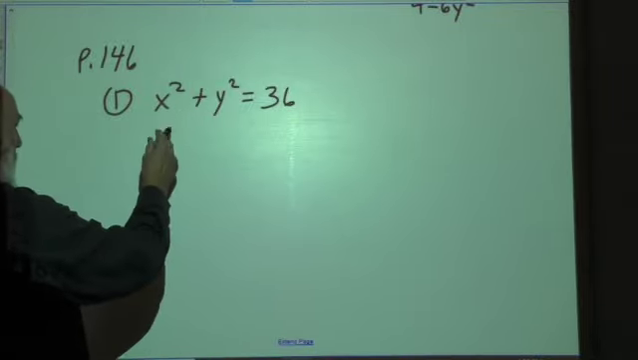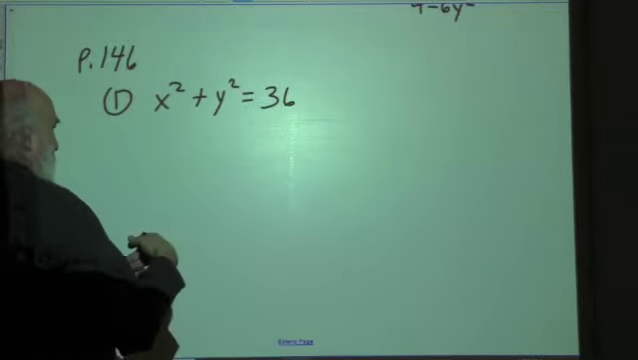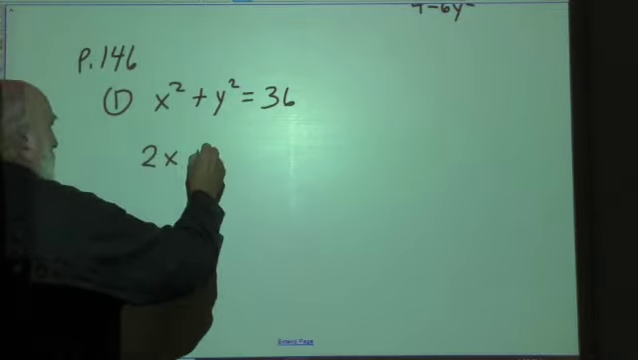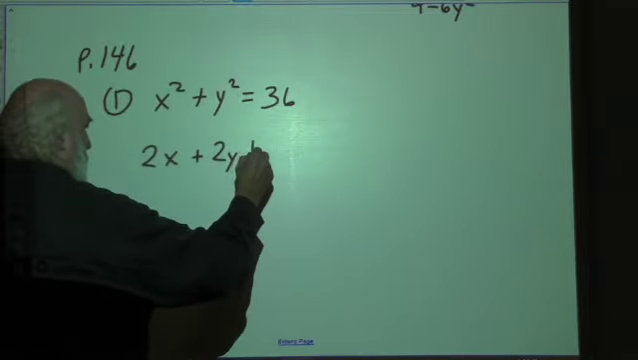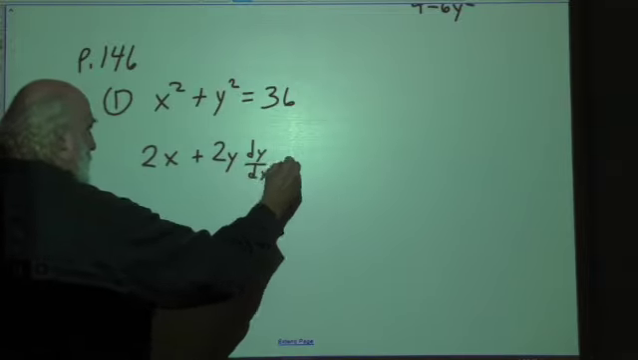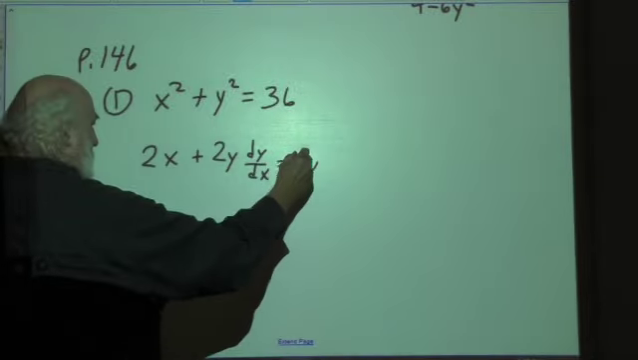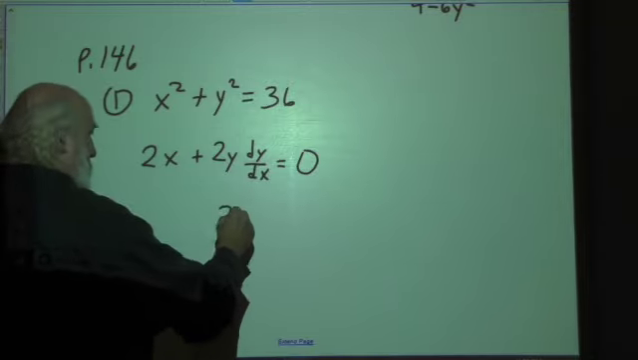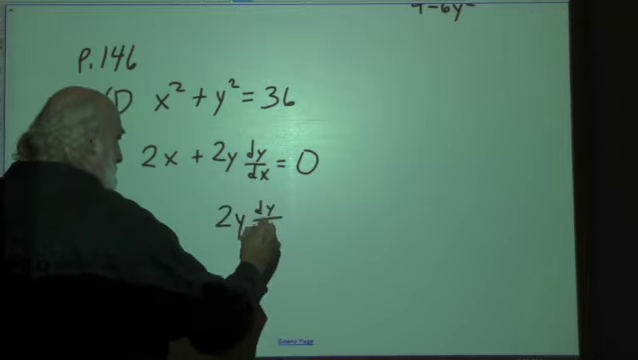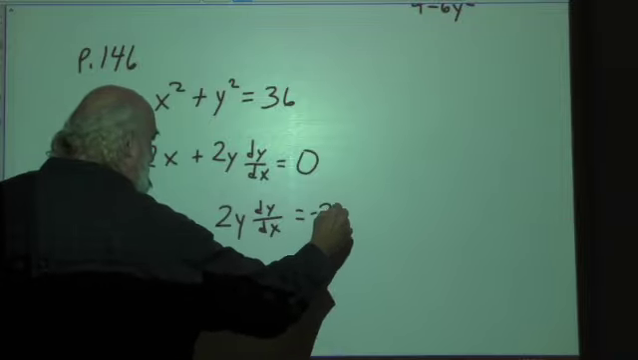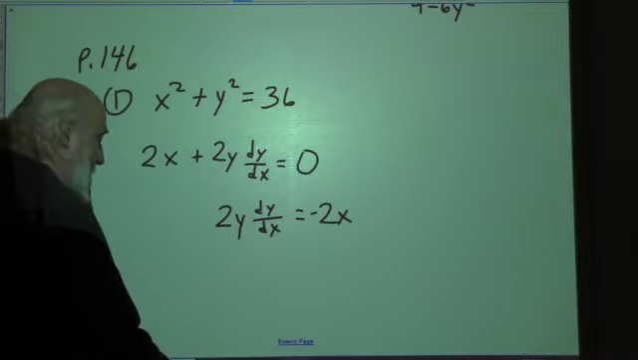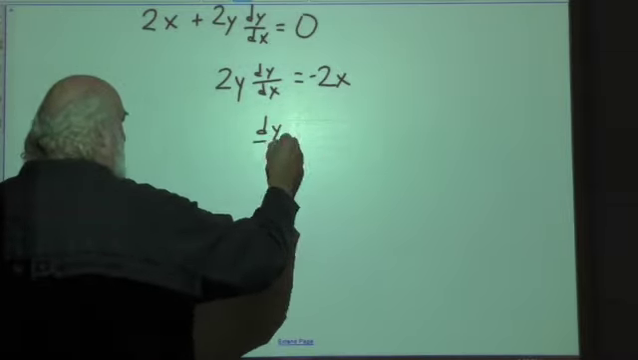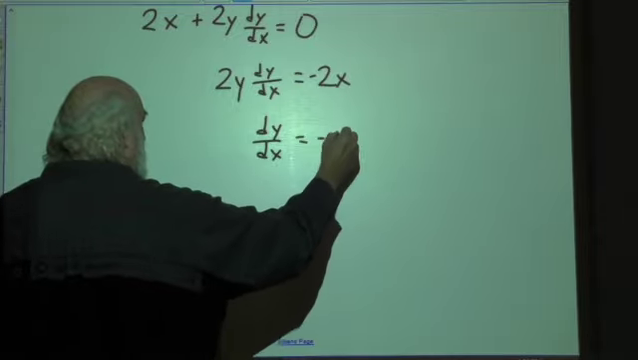So with respect to x, there's going to be no dy/dx with this. So this is 2x, and this is going to be 2y dy/dx, the derivative with respect to x, and the derivative of 36 is 0. So we're going to move the x over here by subtracting 2x, and so we get 2y dy/dx equals negative 2x. You can see the 2's are going to cancel out here, but we won't do it just yet. We're going to divide both sides by 2y, and dy/dx is going to equal negative x over y.